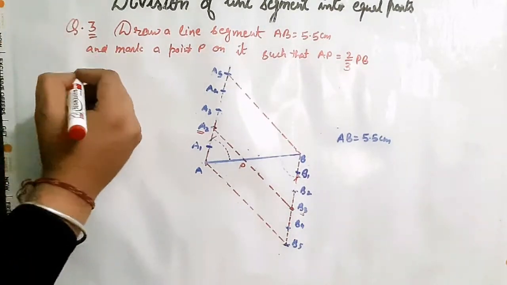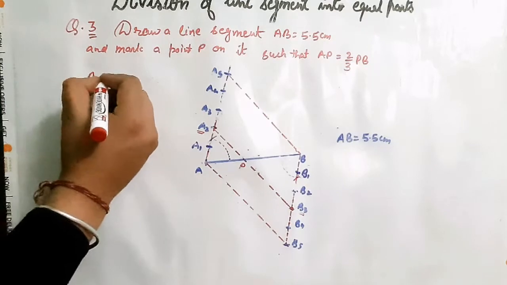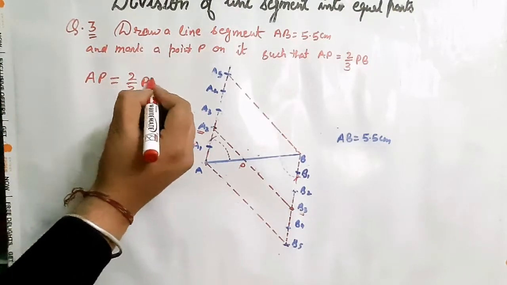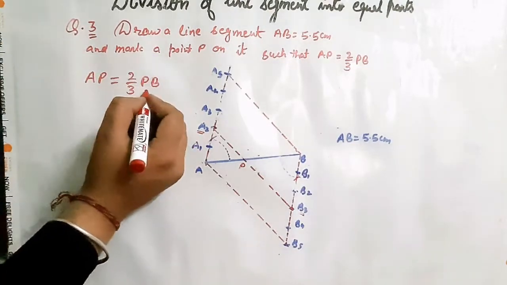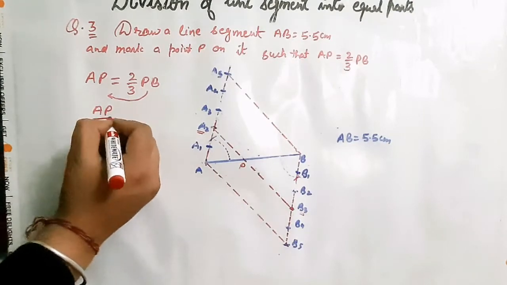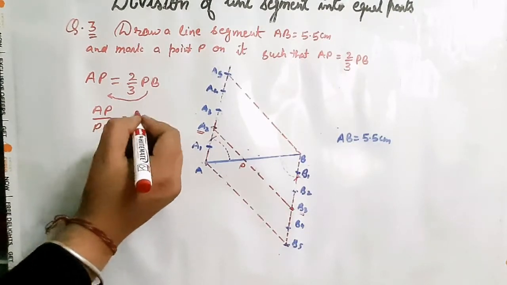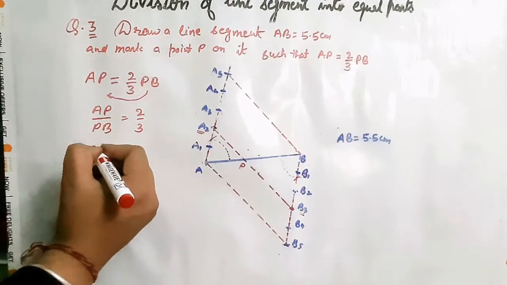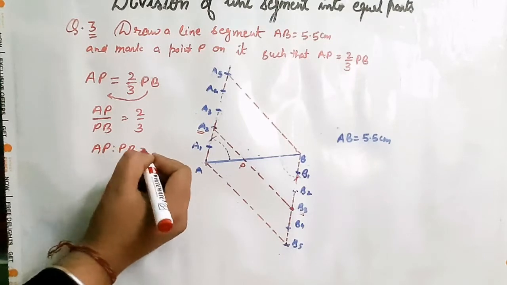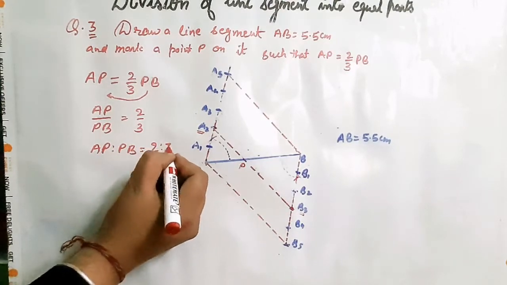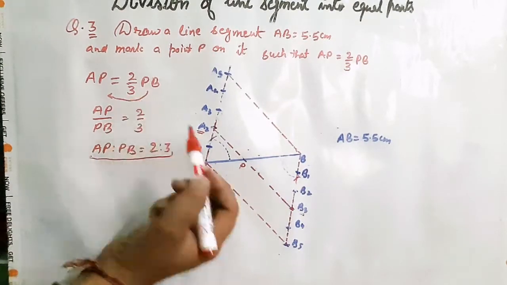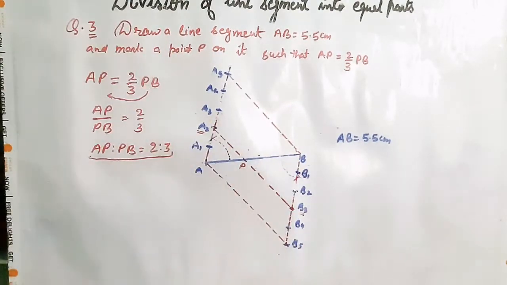Now see, what is given in the question? AP is equal to 2/3 PB. Now what you have to do? Bring this PB to the left side. It will come and divide, meaning AP upon PB will be equal to 2/3, and AP:PB will be equal to 2:3, and you got the same result. So for this type of construction, again you have to follow the same procedure.